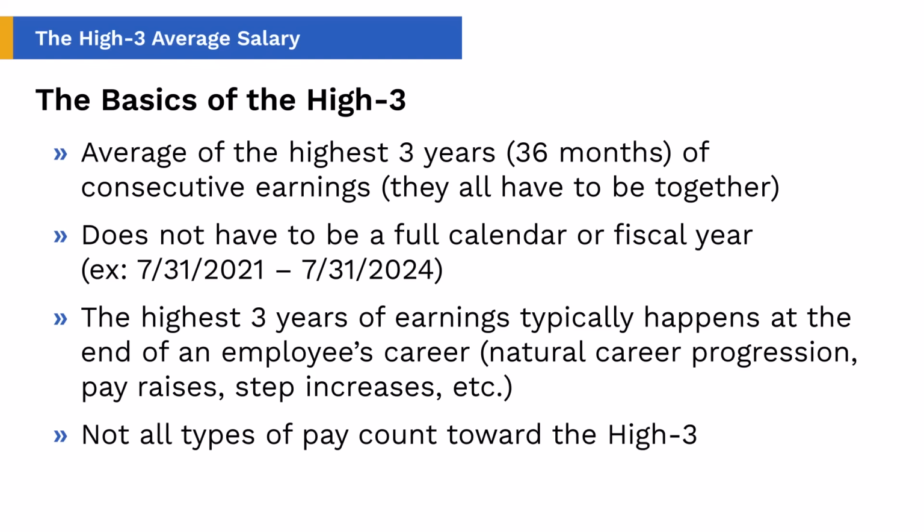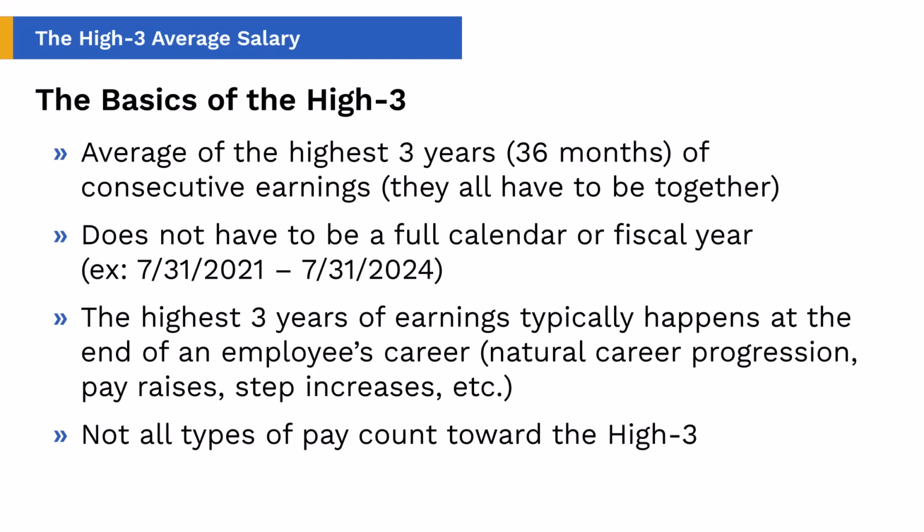Next up, the High-3, for most people, they earn this at the end of their career. This is a very natural career progression where you're getting pay raises and step increases, maybe even promotions. But occasionally we find folks who maybe took a step down in a position, they moved, whatever that might be, and their highest 3 years of earnings were many, many years ago. But keep in mind, when we're thinking about all these earnings we're talking about, there are certain types of pay that count towards the High-3 and certain ones that don't.